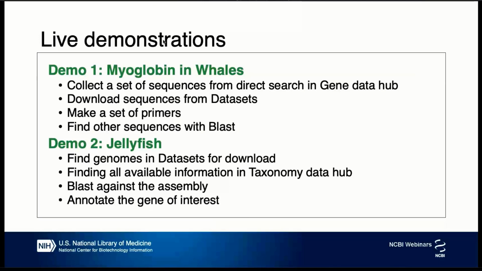And then in demo 2, we're going to start in the Taxonomy Data Hub. I'm just going to show you that you can also get jellyfish sequences from Datasets. We're going to do some blasting there, but in a slightly different way, just to show you that that's available. And then we can show you how you can annotate a gene of interest.